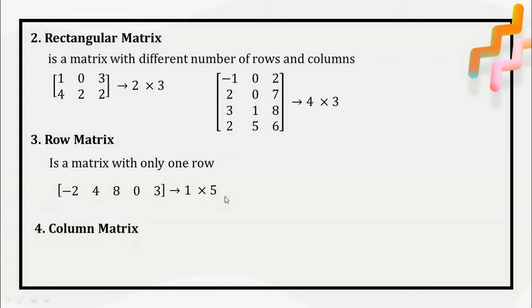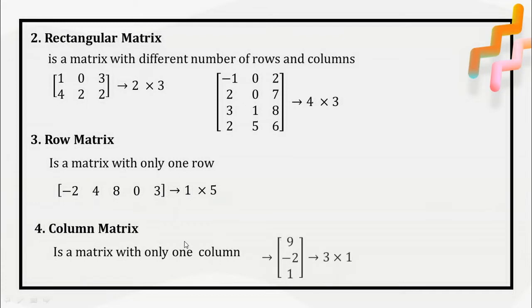And then the column matrix is the same as the explanation about the row matrix. They just have 1 column, but they have more than 1 row. So this one is 9 in the first row, -2 in the second row, and 1 in the last row. So this one is 3 by 1, everyone.